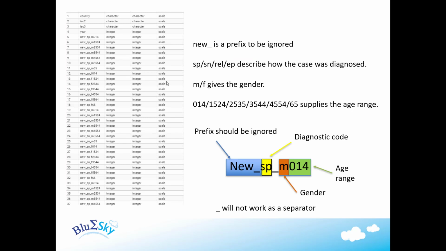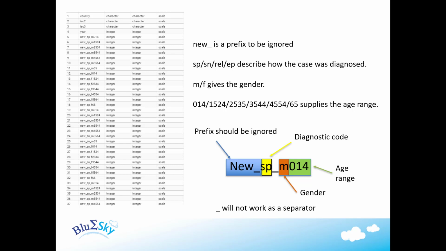So let's take a look at this data set that has several measures for different subjects. Starting at column 5, I've got up to column 37 represented. So the first column is new underscore SP underscore M 014, and column number 37 is new underscore EP underscore M 4554. Now, each of these variables contains, let's say, a diagnostic code to describe how the case was diagnosed. This diagnostic code appears after the first underscore. So SP is a diagnostic code, SN here is a diagnostic code. After the second underscore, you have the gender of the patient. So here M represents male, and if I scroll down to the bottom, F represents female.